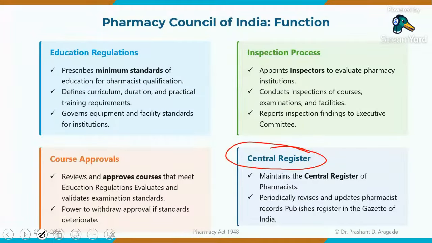After completion of the year, the state pharmacy council has to submit the list of registered pharmacists to the PCI, and PCI can then combine all the names from each state and publish the central register. Periodically PCI will revise and update the pharmacist record and publish it in the Gazette of India. Central register is a public document. They have to publish it in a government domain, so it can be accessible by each citizen of India.